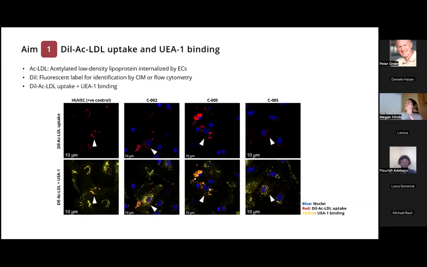So then when analyzed together, UEA1 binding and DiI-AcLDL uptake provide a pretty strong functional validation that cultured cells are in fact endothelial. And so you're looking for cells that are obviously positive for both of these characteristics. And this is just on the bottom, the overlay of the red DiI-AcLDL uptake and the yellow UEA1 binding.